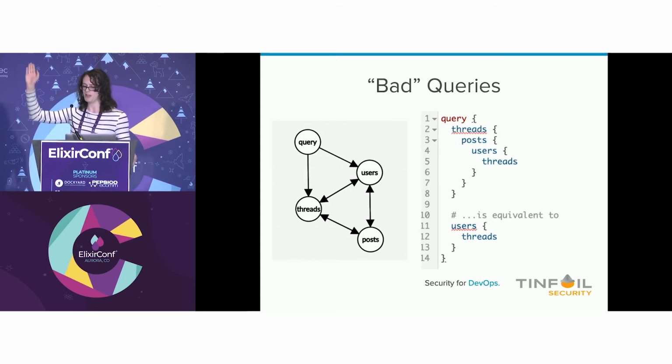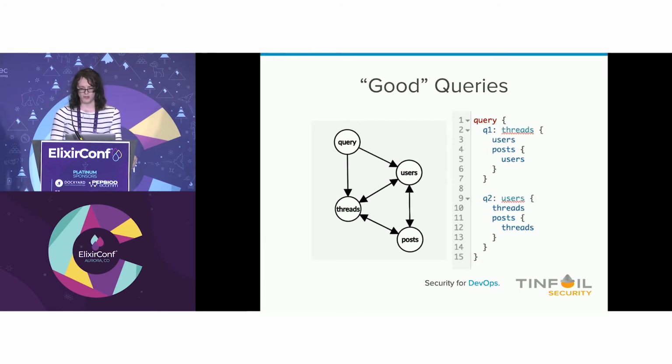Another example would be like that top query we have there. That's actually equivalent to just going to users directly and then to threads from there. So we want to filter things like this out and try to find the simplest queries that cover the entire API's functionality. So in this case, the representative set would be those two queries there. We want to go from threads to users, posts, users, and from users to threads, posts, threads. I'm going through this really quickly, sorry. But basically, given those two queries, we're hitting all of the query logic on the API, and from there we're good.